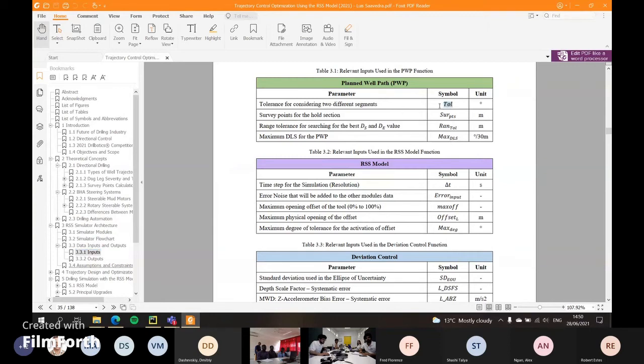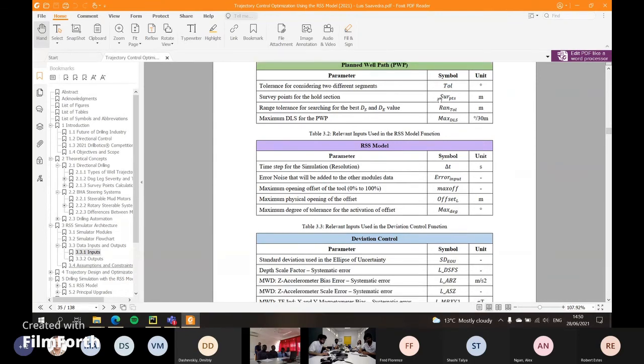So we need a tolerance, which is set by the user. It's the maximum tolerance for considering whether the difference between two survey points makes a curvature. So basically something related to programming. Then we need the survey points, and the maximum range of tolerance for looking for the distance of the attractor from the start and from the end of the Bezier curves. That's what makes the simulation optimize the Bezier curves, so we need a range to look for the best two values.